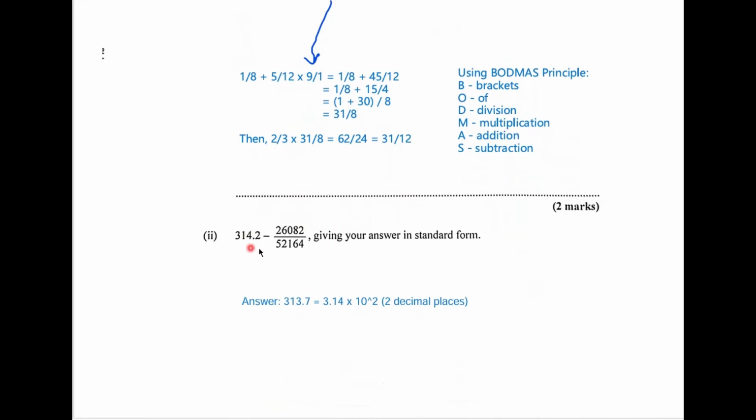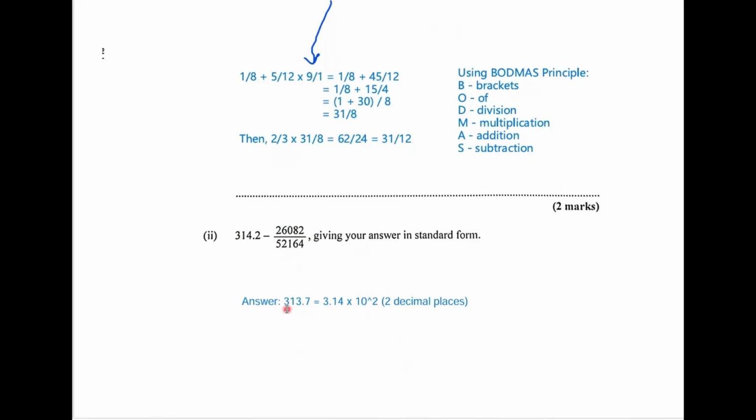Part 2, we have 314.2 minus 26,082 divided by 52,164, giving the answer in standard form. Using a calculator, you'll get 313.7, and putting it into standard form, you put the point between the first and second digit, so it'll be 3.137, but normally we give our answers to 2 decimal places.